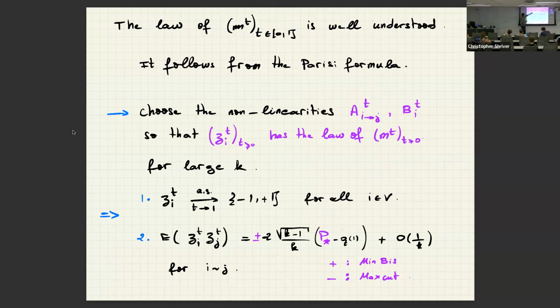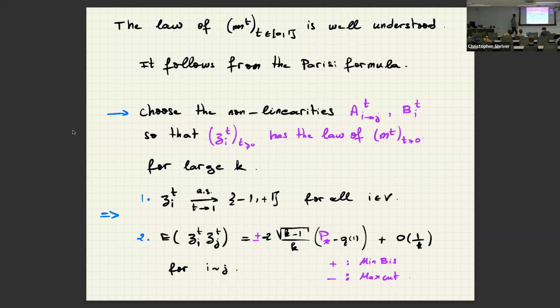And this follows from the analysis of the variational principle from the Parisi formula. So the idea that we had is to choose these nonlinearities in this algorithm so that the ZT that we get out of it mimics the law of this martingale MT, for large K. So what do we know about MT? We know that at 0, it starts at 0. It's a martingale, it diffuses. And at time t equals 1, at the end, it converges almost surely to a corner of the cube. So that's step 1.